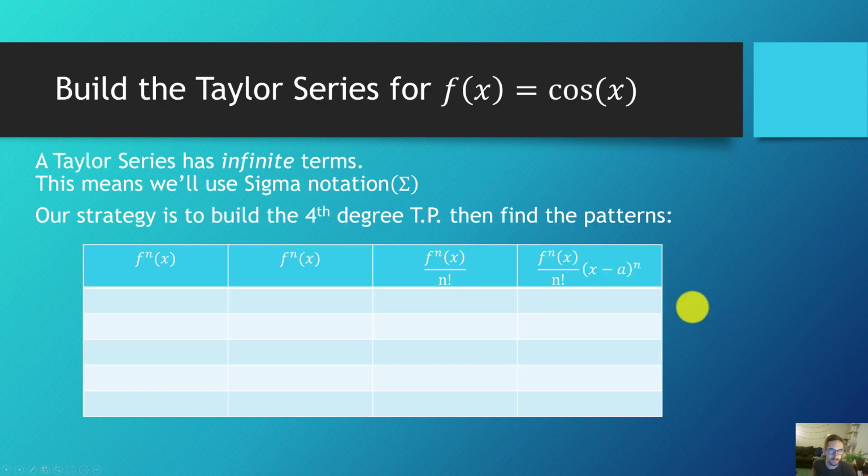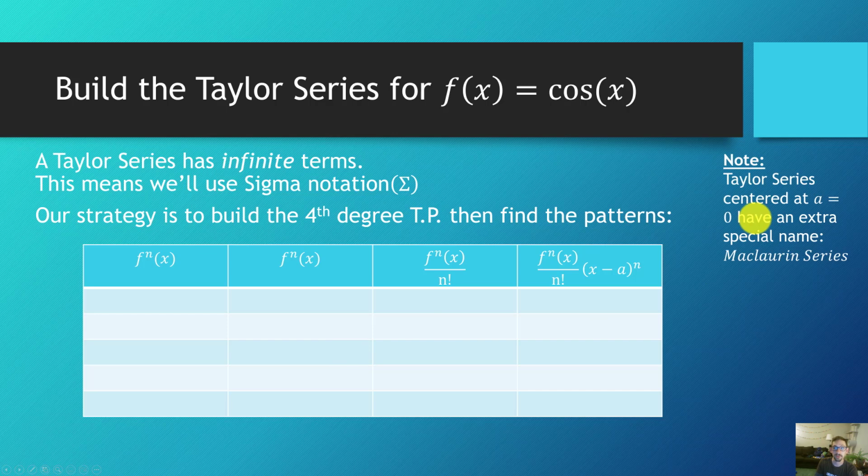All right, let's move on to building infinite series. Build a Taylor series. So a Taylor series has infinitely many terms. This means we'll use sigma notation to compact it. And our strategy for this is to build the 4th degree Taylor polynomial and then find the patterns. At least for things like cosine, sine, e to the x, this strategy will work out nicely.